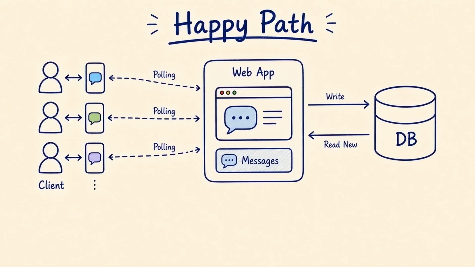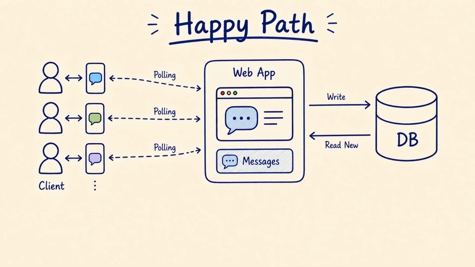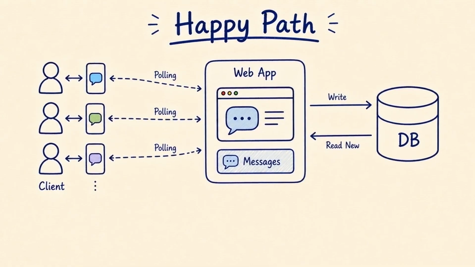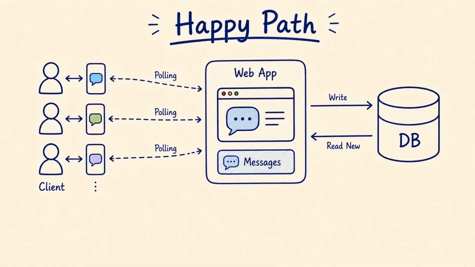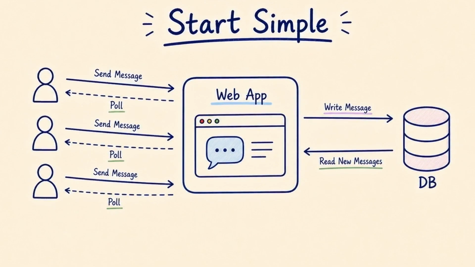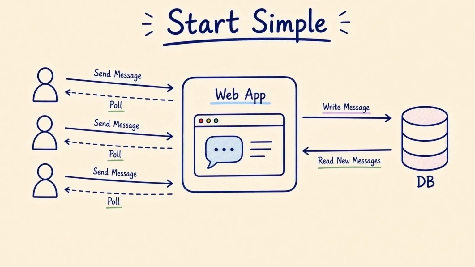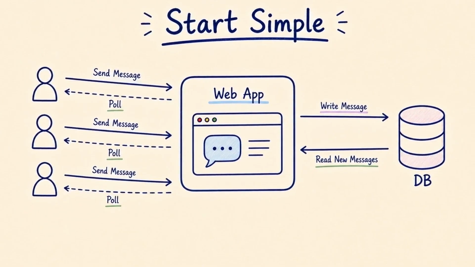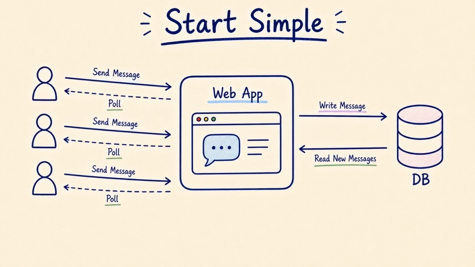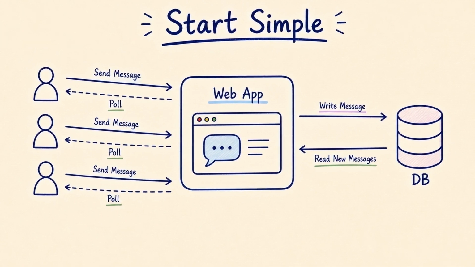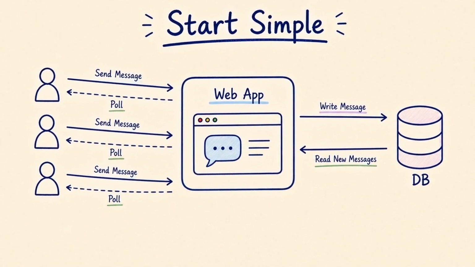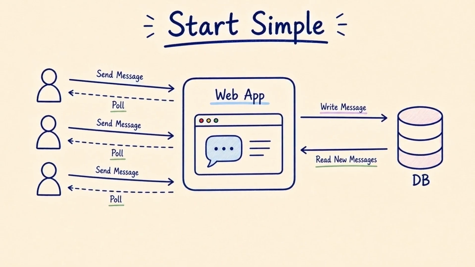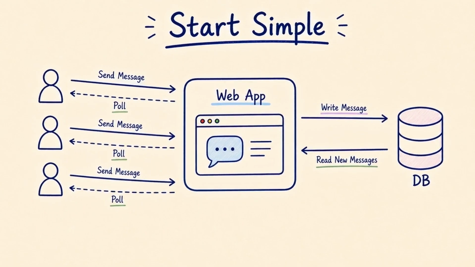For this topic, that naive version is usually the web app writes messages straight to the database and clients poll for new rows. I still start simple on purpose. The smallest version that can work here is the web app writes messages straight to the database and clients poll for new rows. That gives the team a baseline before complexity earns its place.